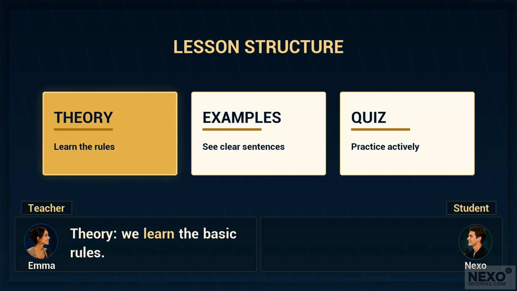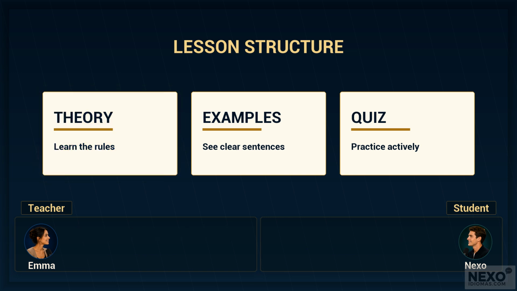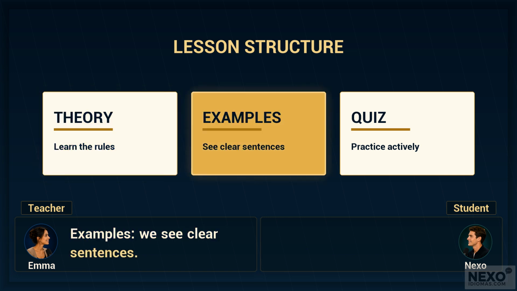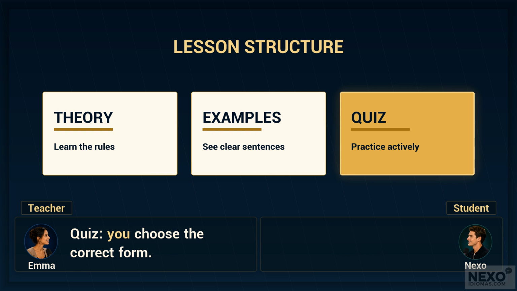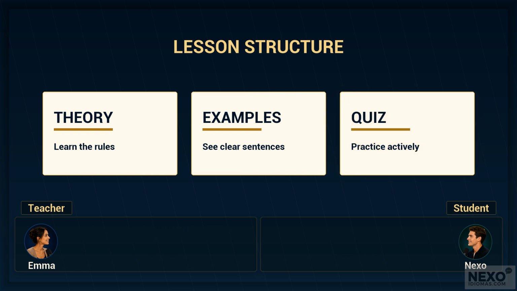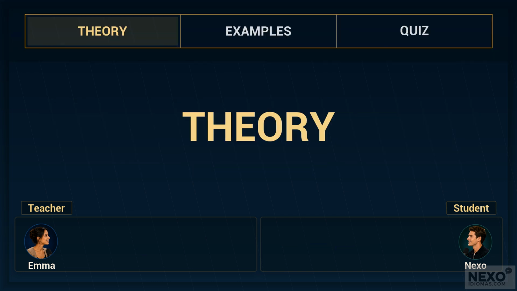Theory. We learn the basic rules. Examples: We see clear sentences. Quiz. You choose the correct form. Nexo. Are you ready to begin? Yes, I am ready. Now, we start with the theory. Great. I will listen carefully.